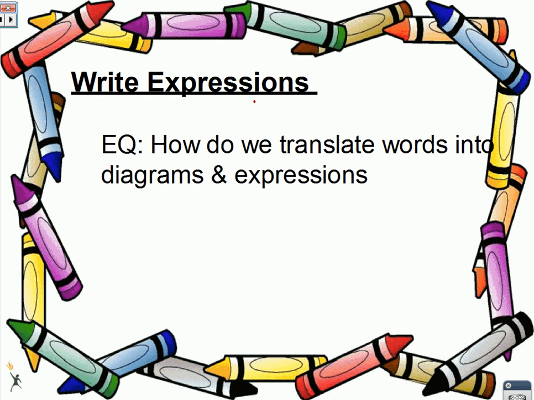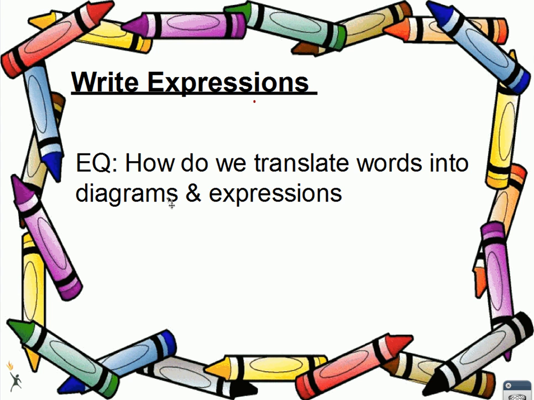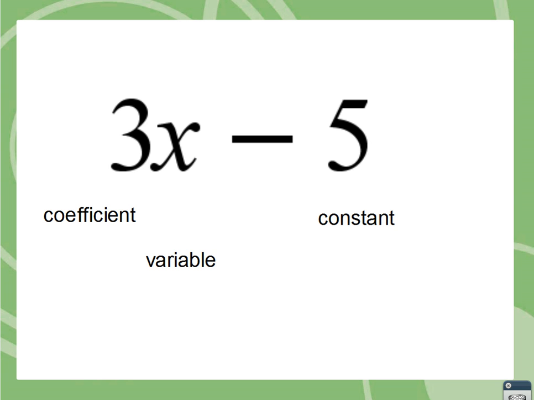Our essential question: how do we translate words into diagrams and expressions? Diagram is another word for a model or a picture of the word problem. We're going to do a lot of pictures of the word problems because it does help many students understand what's going on. Okay. Here are three very important vocabulary words.